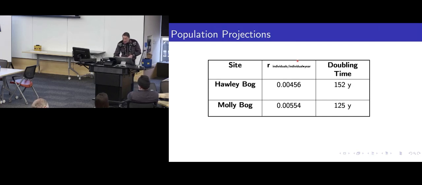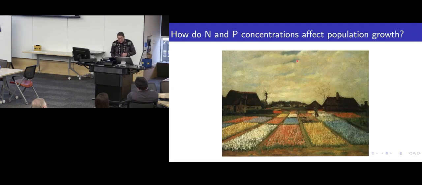By way of comparison, the most current estimate for human population growth at the global scale is about 0.0089, a doubling time currently for the human population of 77 years if it were to stay on its same trajectory. So that just gives you a little bit of comparison between the two.